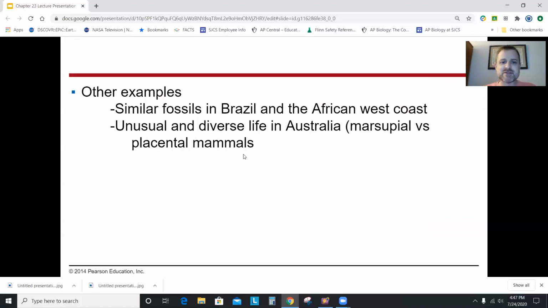Other examples: there are similar fossils in Brazil and the west coast of Africa. We discussed freshwater crocodile-type animals that weren't swimming in the ocean. Those two land masses would have been next to one another in Pangaea. There are also unique and diverse forms of life in Australia. Australia has been isolated from the other land masses for a very long time.